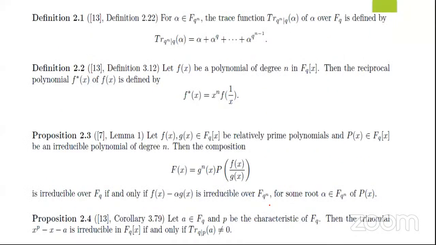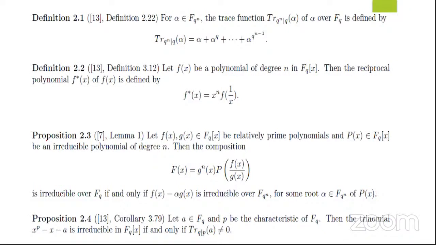These are some preliminary results which are helpful in the subsequent sections. The definition of trace function for any element alpha belonging to F_(q^n): the trace function, denoted by Tr from F_(q^n) to Fq, where F_(q^n) is an extension of Fq, is defined by Tr(alpha), which is the sum of the elements of the normal basis, that is alpha plus alpha^q, and so on up to alpha^(q^(n-1)).